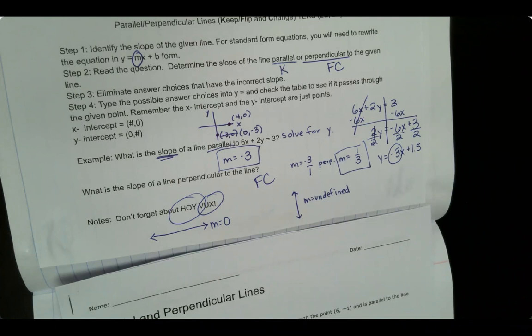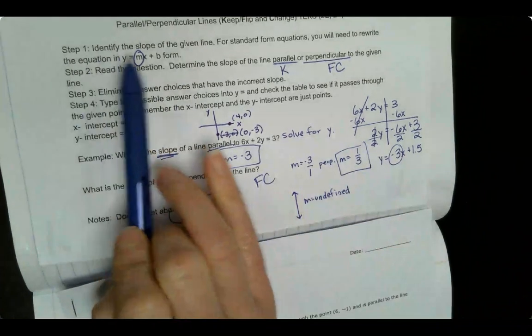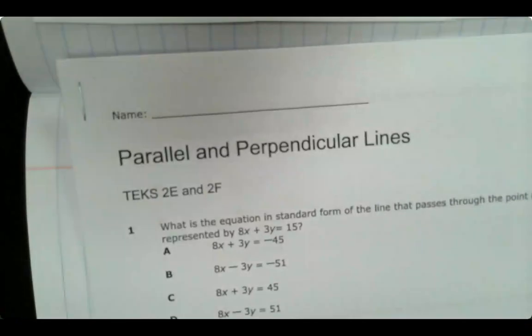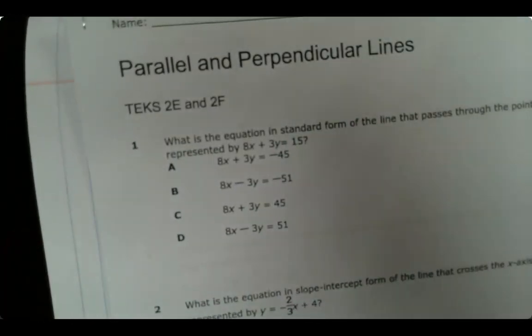So let's look at the problem. So we're going to follow the steps. So step 1, identify the slope of the given equation. So we'll read number 1. What is the equation in standard form of a line that passes through the point (6, -1) and is parallel to the line represented by 8x + 3y = 15? So the first thing we need to do is identify the slope. This is in standard form. So that means we need to rewrite it.